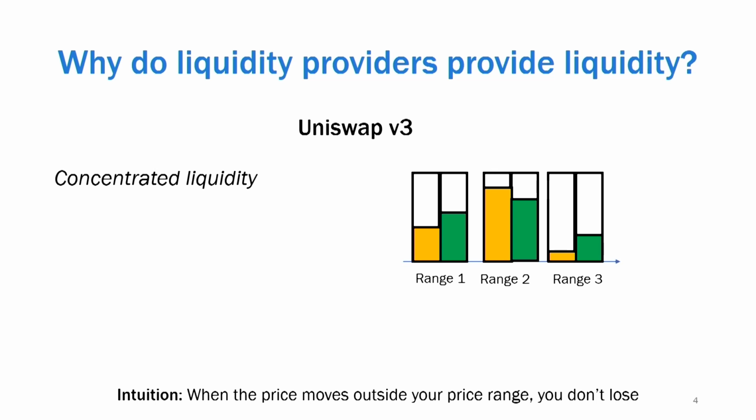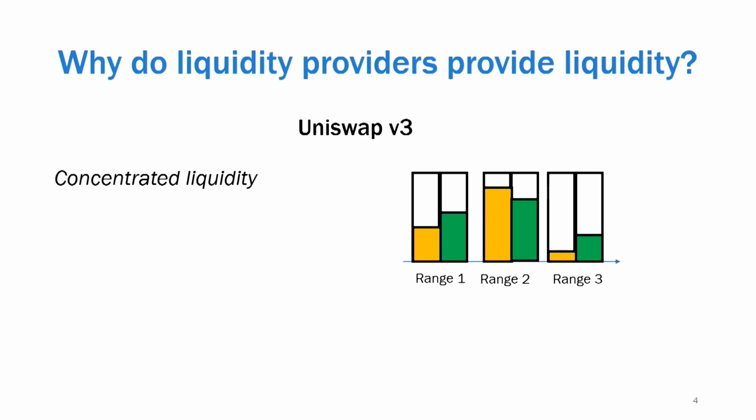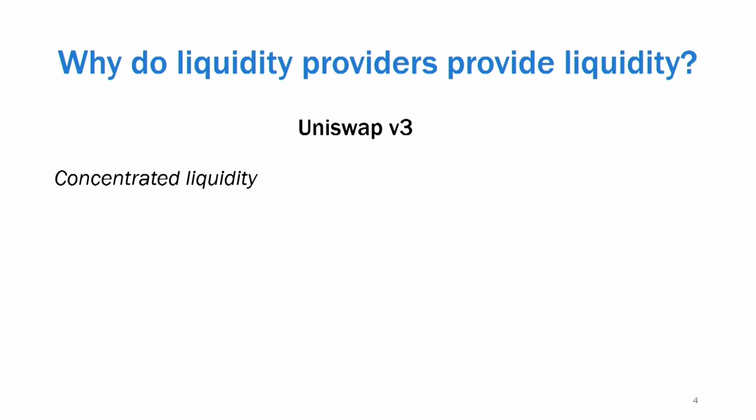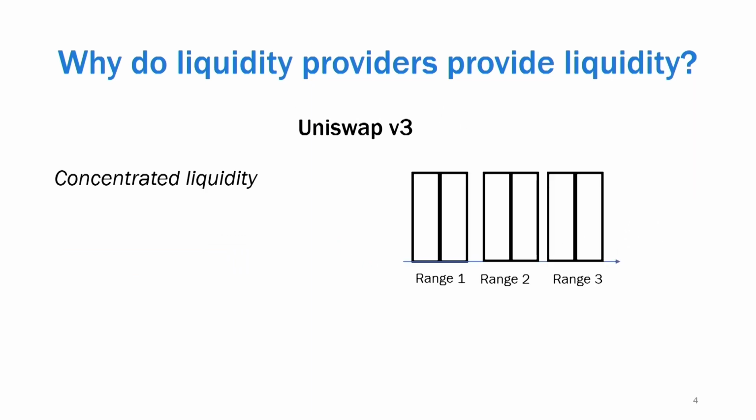One of the problems with the previous method, let me see if I can pull that up. One of the problems with this mechanism in Uniswap V1 and V2 is that if the price changes substantially, investors can actually lose a lot of money. So this concentrated liquidity mechanism is trying to counter that by limiting your losses to the price range that you have invested in.